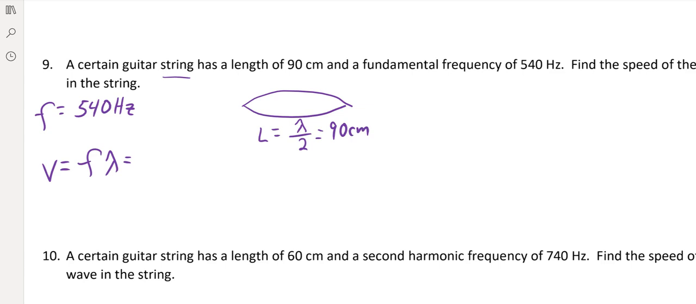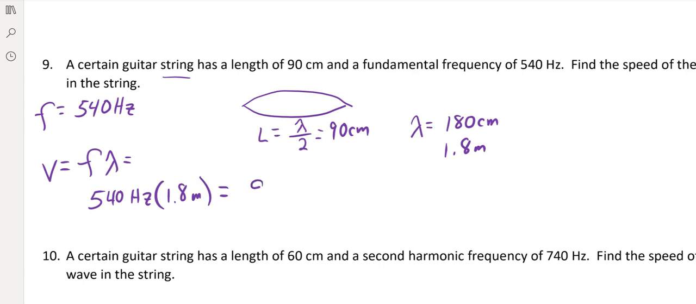Well, if half of a wavelength is 90 centimeters, the whole wavelength must be 180. Multiply both sides by 2. That would be 1.8 meters. And now we're going to find the speed of the wave. We're going to take the frequency, 540 hertz, and we're going to multiply it by 1.8 meters. And we're going to get 972 meters per second. That's the speed of the wave in the string. That's not the speed of the wave in the air. Okay, so I hope this helps you with all the problems.